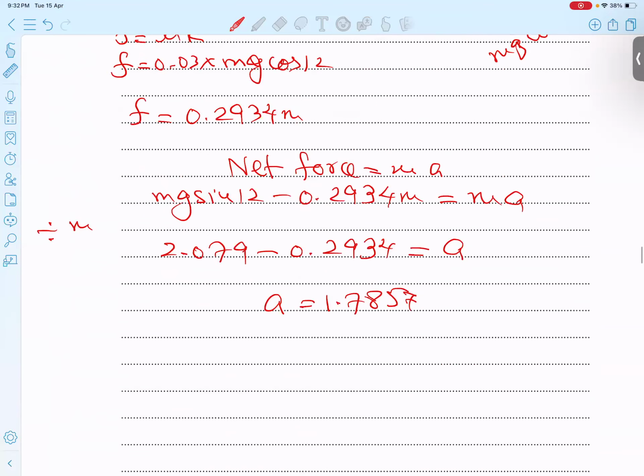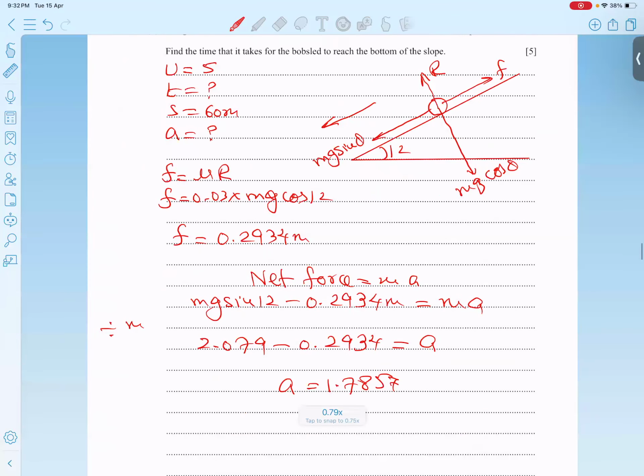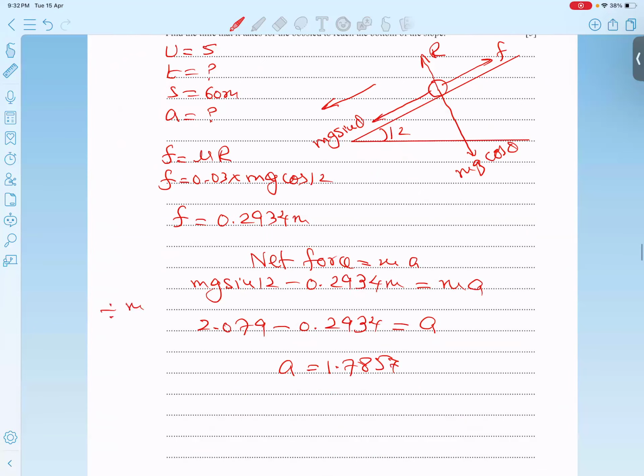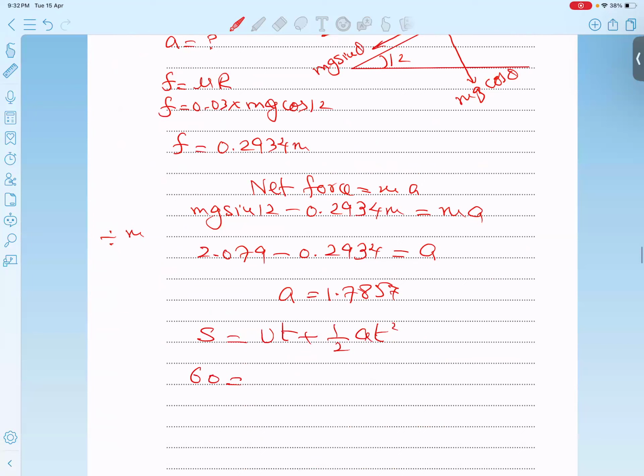All right. So okay, this is done. I got acceleration. Now I can use data to get the time. Okay. So what is it? S is equal to ut plus half a t square. So S is 60, U is 5, and T is unknown. So acceleration again 1.7857, and T square unknown.